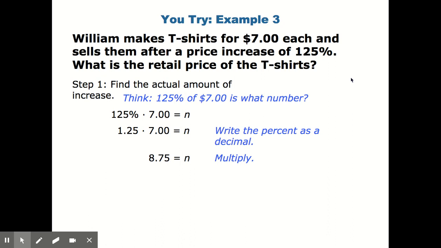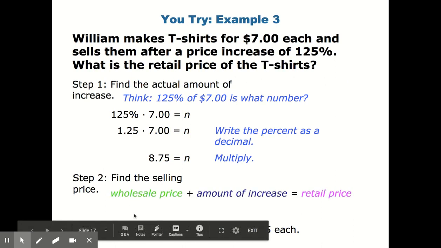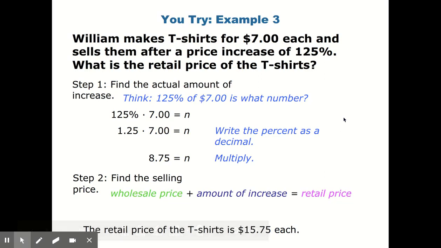$8.75. But that is what he adds onto it. So that's not the retail price. That's just what he adds on to make profit. So now we're going to use our numbers to find the answer, which is going to be $15.75 each. And you get that by taking the wholesale price, which was $7. You add the extra that he adds on, which is $8.75. And you end up with a retail price of $15.75.